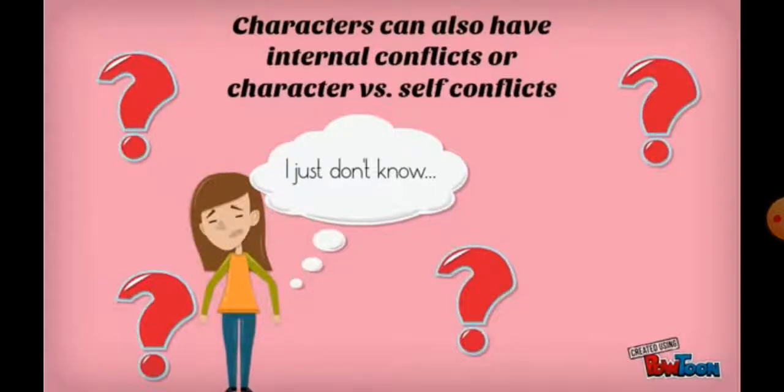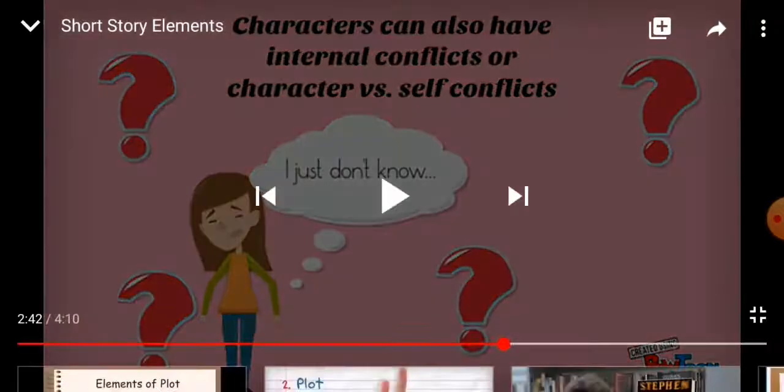The third kind is character and self-conflict. The same character suffers something which is very critical inside of herself, inside of her mind. She's thinking about something, she's facing a problem, whatever, okay?